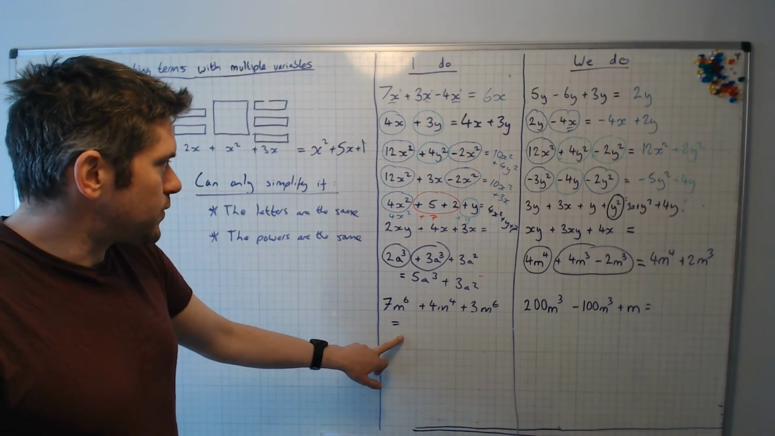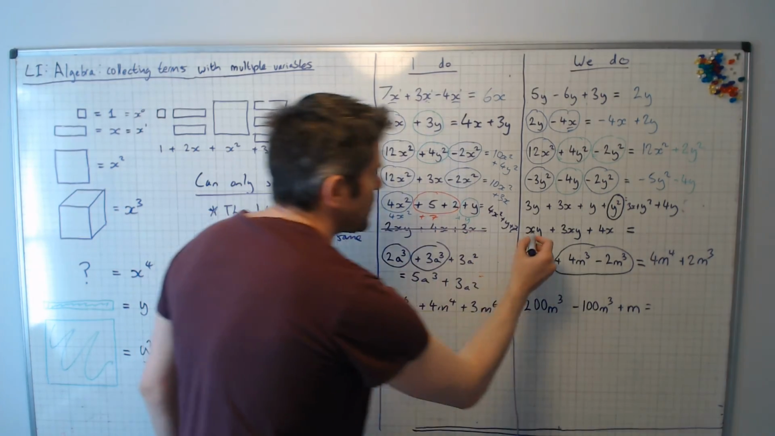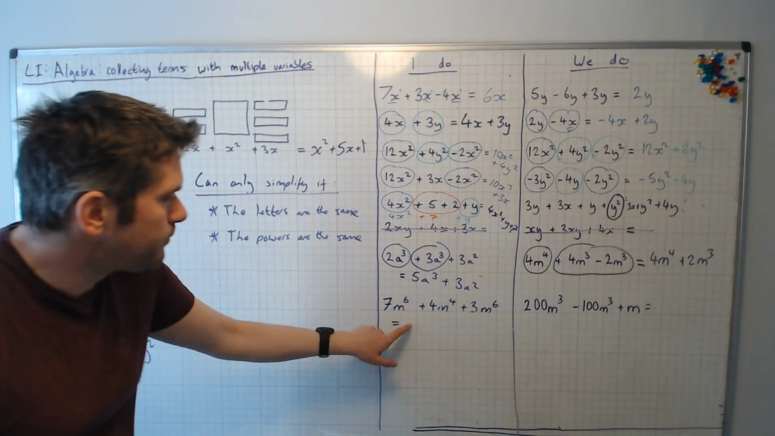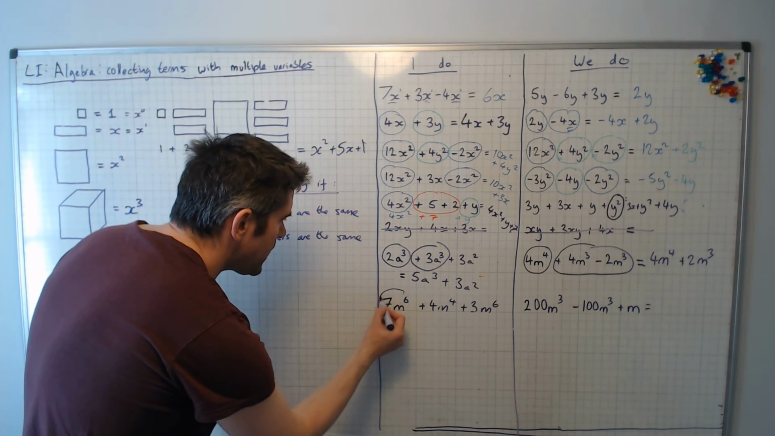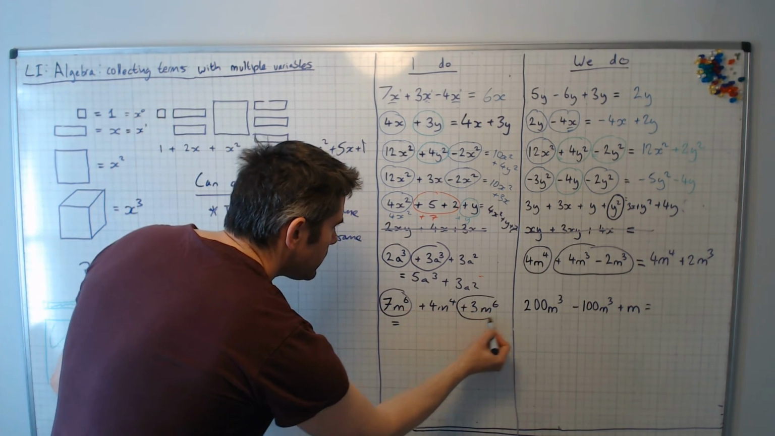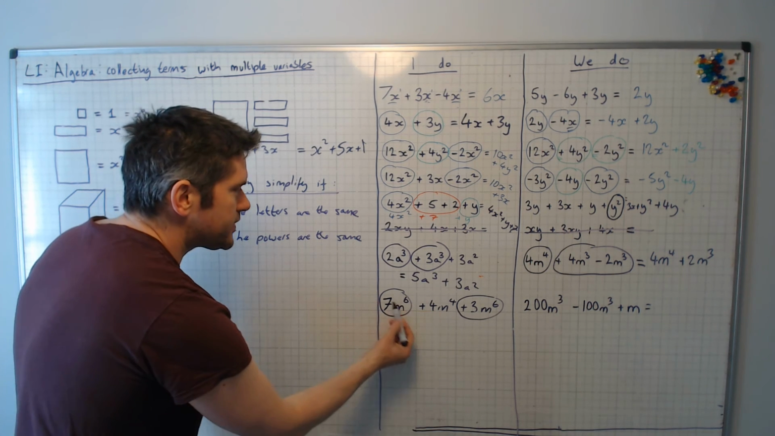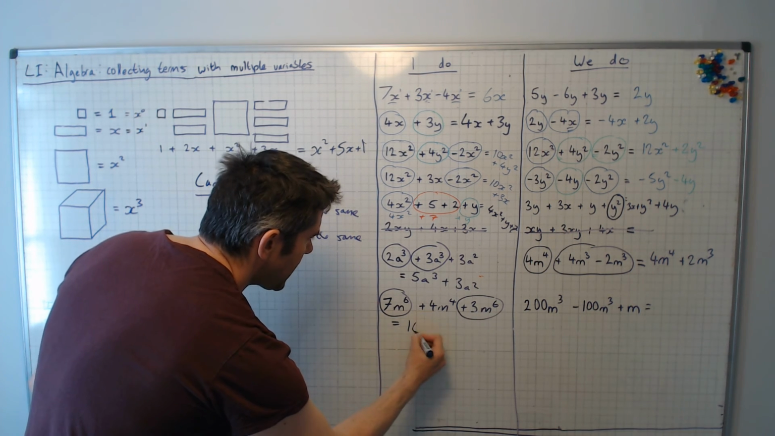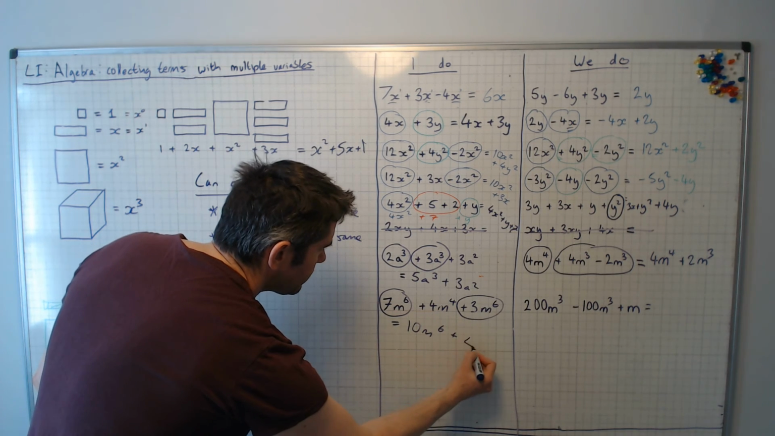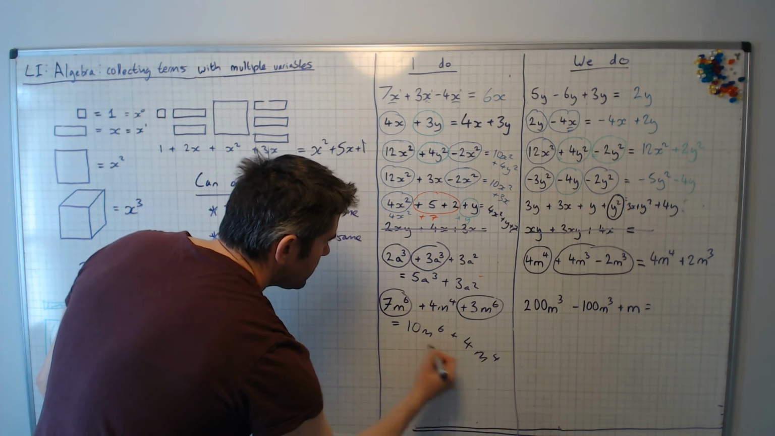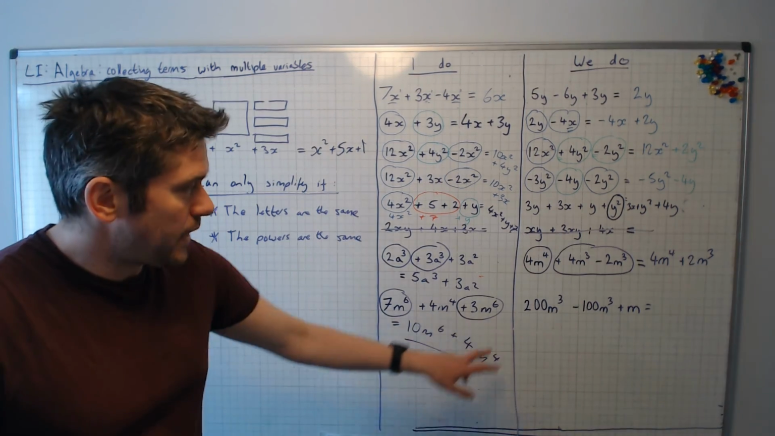And let's have a go at the last one. We'll just ignore this question here. We didn't really have enough room for that one. So this time, let's again start with the highest power, the highest index number. We've got 7 plus 3 of them, so we've got 10m to the power of 6 plus 4m to the power of 4. Have a go at the other one.